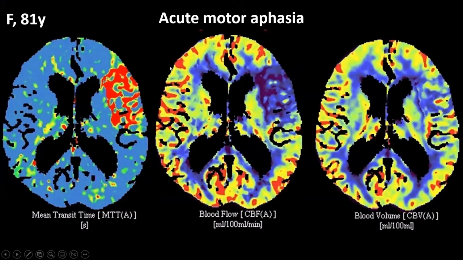Then the final case of the day. This is an 81-year-old female patient with an acute motor aphasia. And what do we see? The patient received a perfusion CT, and we see hypoperfusion with an increased mean transit time and a decreased cerebral blood flow on perfusion images. Cerebral blood volume is also a bit lower, so this could already be infarcted brain tissue, despite the fact that the unenhanced CT images were negative in the patient.